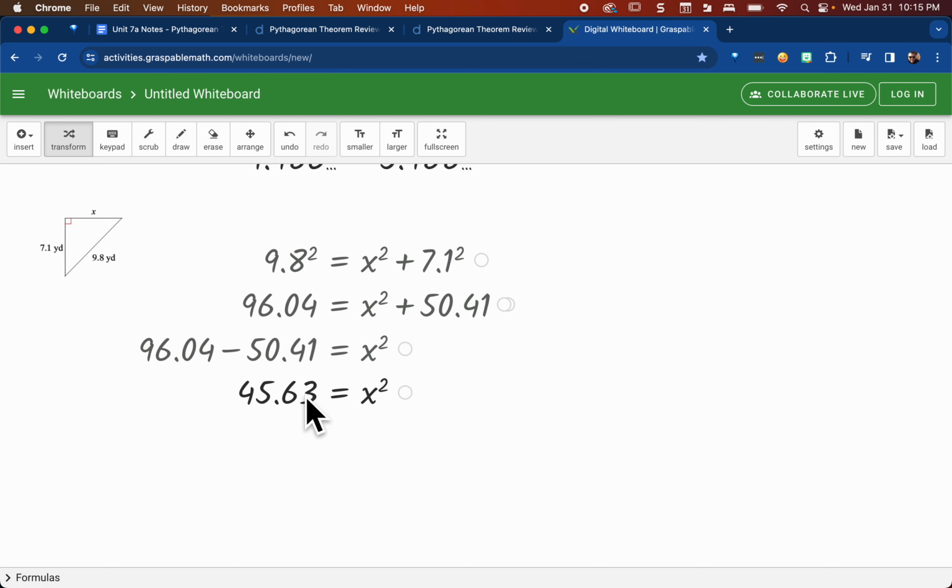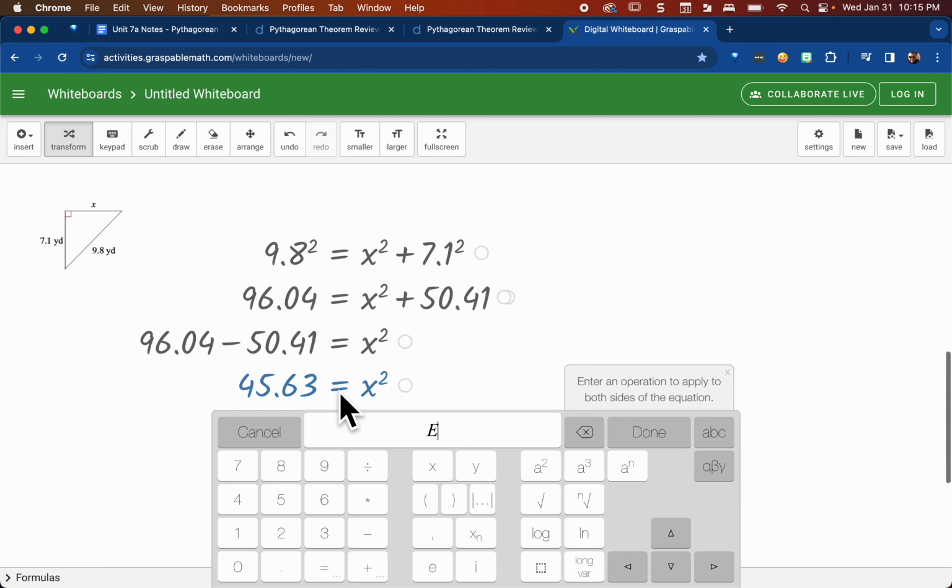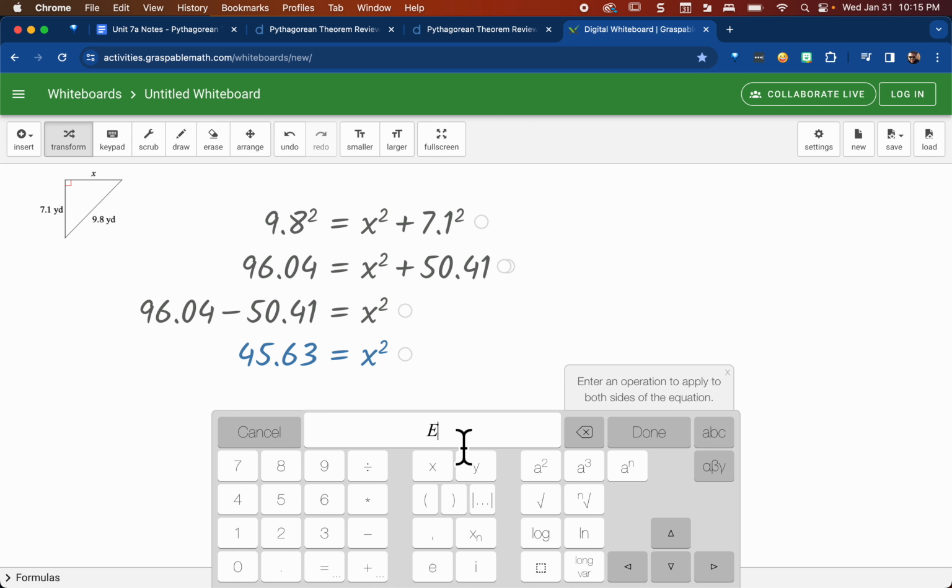Now that I have this number, I want to square root both sides. There's more than one way to do that. I could drag the squared on top. I can also click the equal sign, and I can highlight the E and click the square root button. And that says square root both sides.